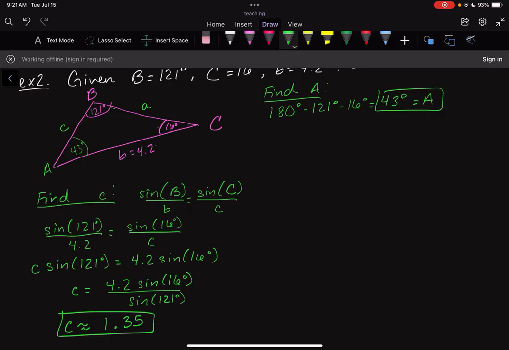At this point in the video, I would recommend maybe pausing and trying to get side A by yourself. But of course, I'll do it. So I'm going to find side A. To do that, I still want to use the information that I was given. So I still want to use B, and then I'm going to use the A stuff.